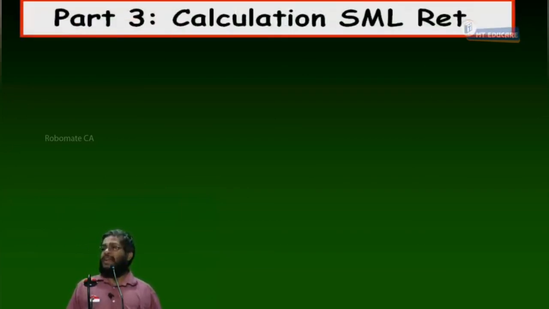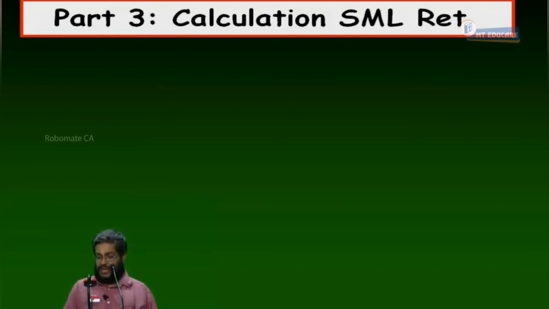Part 3. What is part 3? Risk-free rate is how much percent? 7%. Market return is equally likely to be 6% or 20%. What is SML? Write down. Next. Part 3. Calculation of SML return.